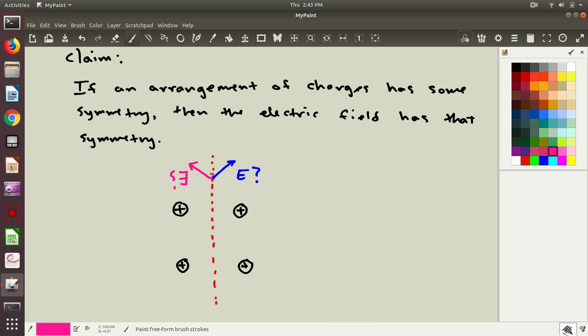Okay, so I can rule out this electric field in this case. It turns out that we can actually use this technique to figure out almost exactly what the electric field needs to look like in some really symmetrical situations. So I'm going to do that now.